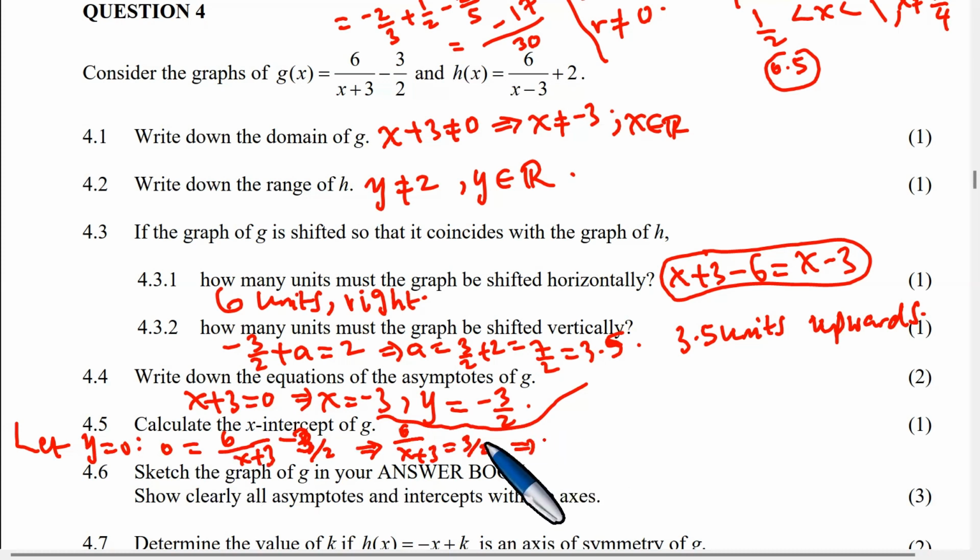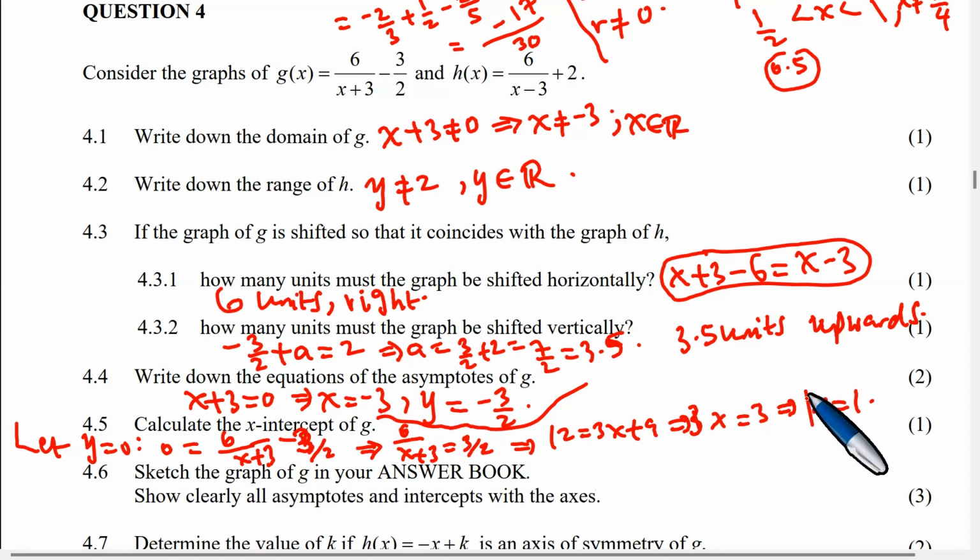Cross multiply, 2 by 6, 12, equals 3x plus 9. 3x is 3, which means x is 1. X is 1.